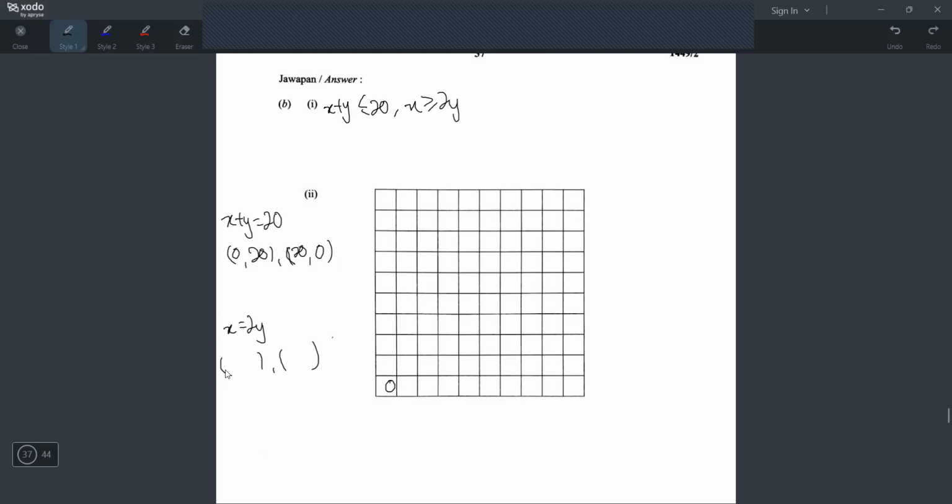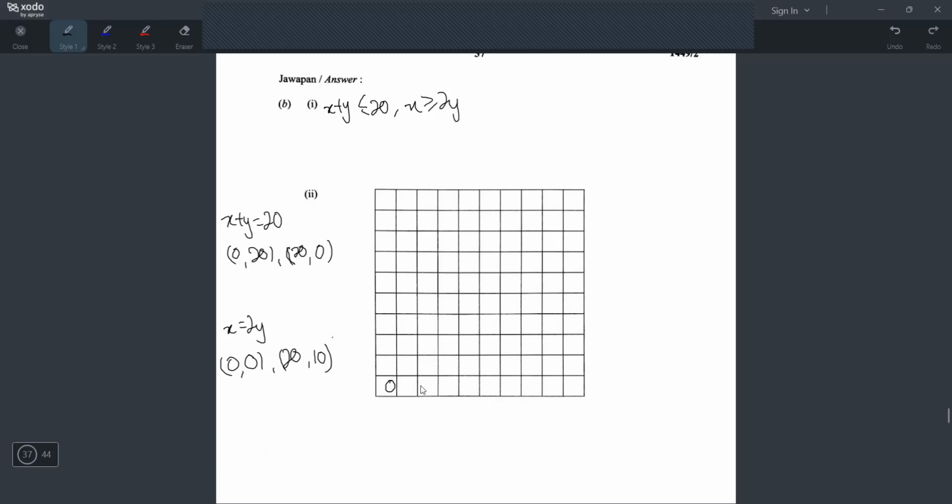Okay, let's find the other point first. When x equals 0, what happens? My y will be 0 divided by 2, which is 0. But if I ganti y0, I will end up with x0 also. So I need to change another point. So what point can I choose? Well, I can choose y equals 10 maybe. Because if I use y equals 10, 10 times 2, I get 20 for my x. And this (20, 10), I can plot later in this space, and then I can draw the line.